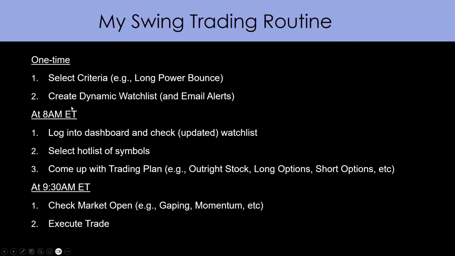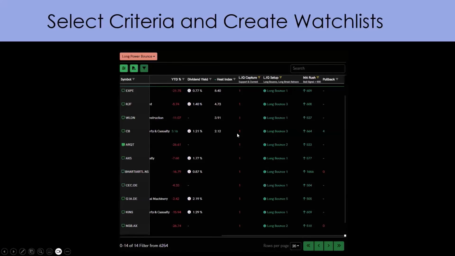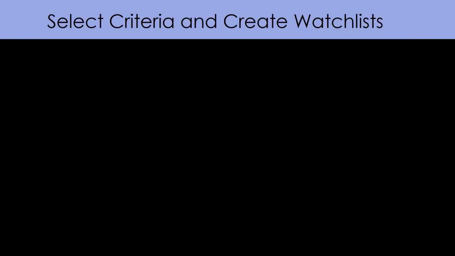Of course, what you want to do is to define what should be the perfect criteria for a swing trading setup. For example, something similar to what we've done in today's session to find swing trades which currently have a long power bounce setup. So you find your criteria, and then ideally you want to create a dynamic watch list based on these criteria, and optionally also define email alerts for this dynamic watch list. How does this work? Let me show you. For the one-time step, what I would suggest is you go to the dashboard. All right, so I'm going to go back to the dashboard here.